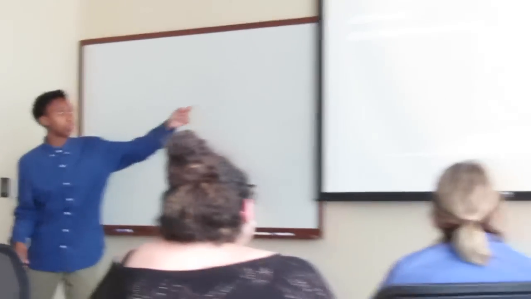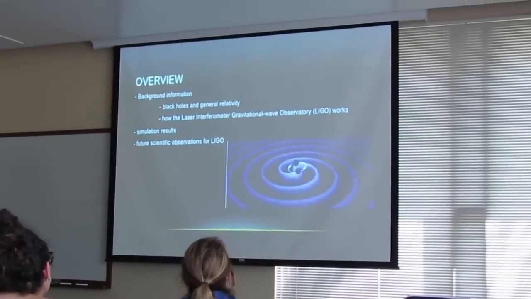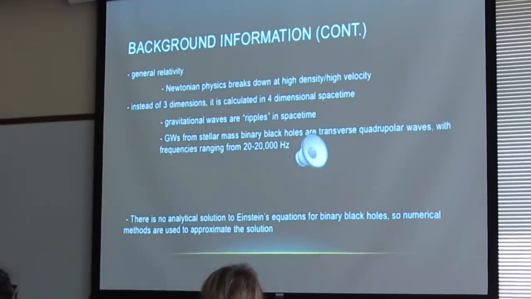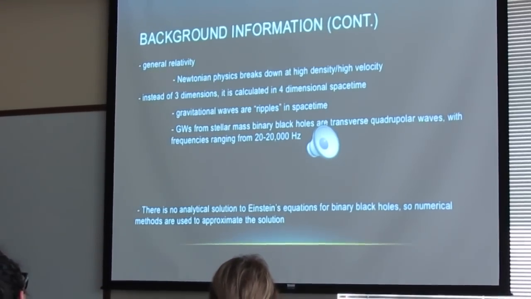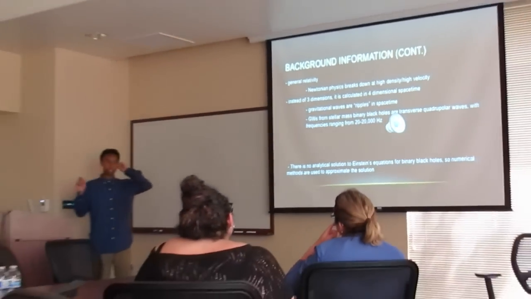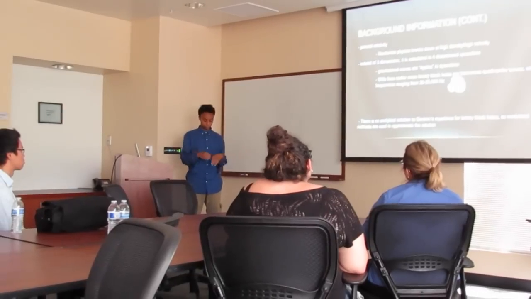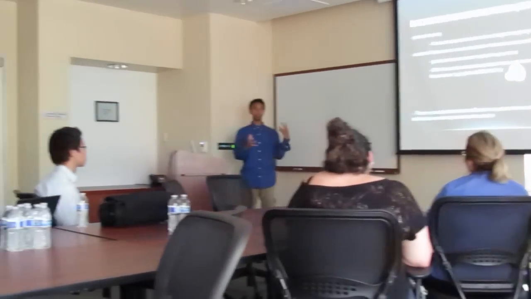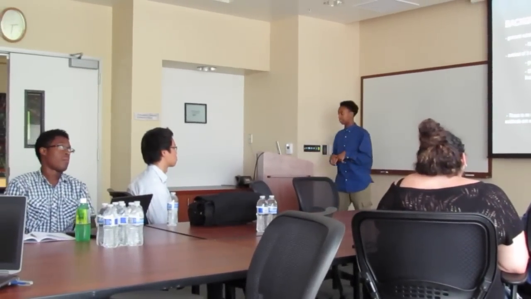So I can go back a couple slides. You can see that the black holes are sort of rippling space-time. In the presence of gravity, space-time is not Euclidean, which means it's not flat. Gravity distorts and bends space-time a lot. Gravitational waves, it turns out, have frequencies in the range of 20 to 20,000 hertz, which coincidentally is the hearing range for humans. So this is what black holes would sound like.